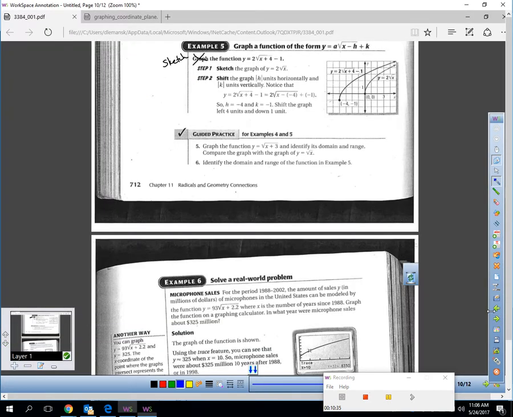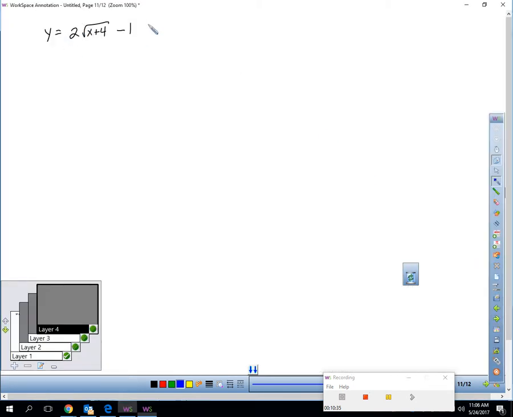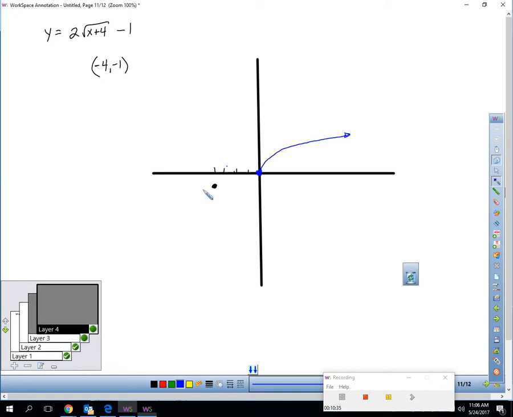Let's do one more and we're going to shut down the video here. We want to sketch this function, y equals 2 square root of x plus 4 minus 1. Now notice they only asked me to sketch this. We don't have to find the domain and range or compare. So we're just sketching that. So xy axis first. Now I did put the parent function again, but I didn't have to.